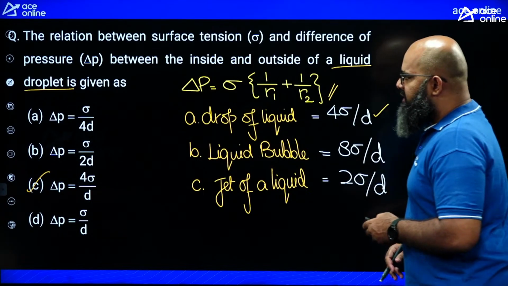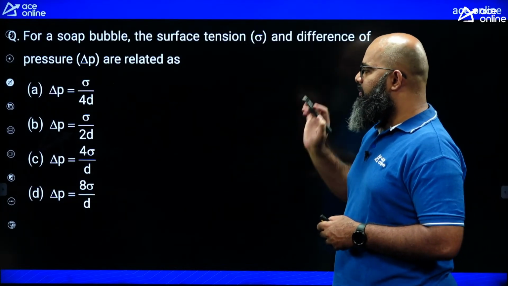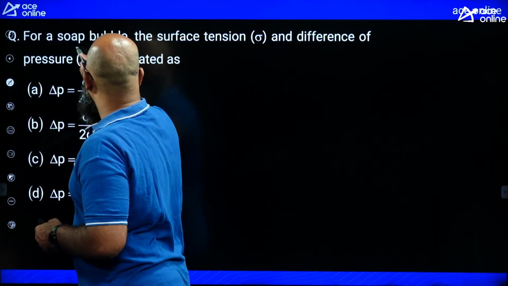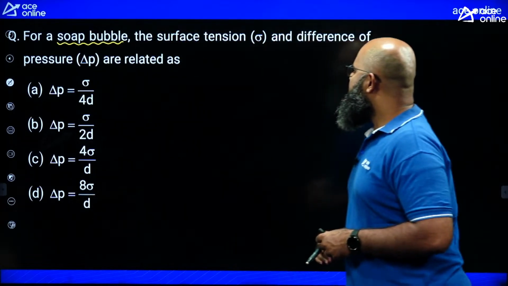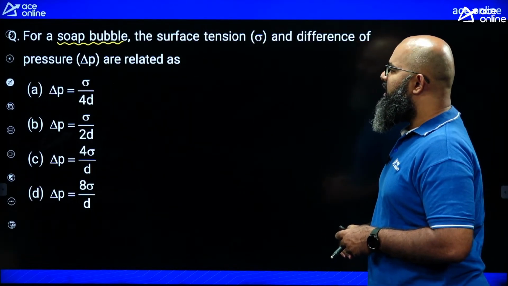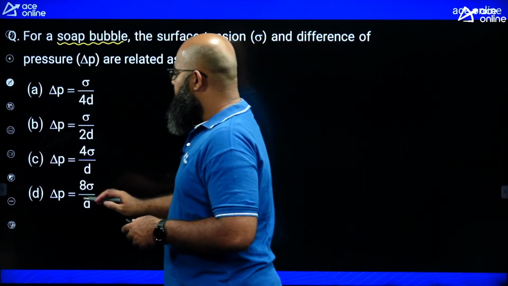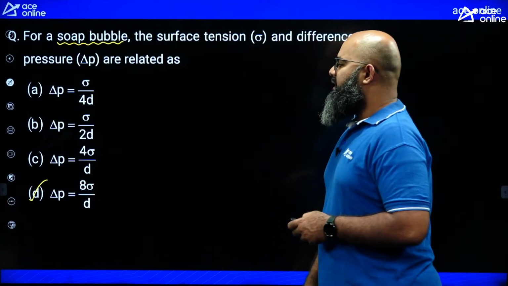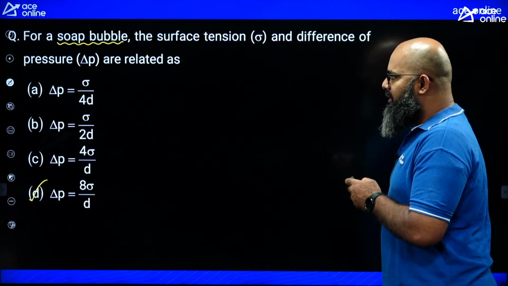Moving further to the next one. I'm having one more PYQ which is on soap bubble. For a soap bubble, the surface tension is sigma and the difference of pressure delta P is related by what formula? Just now I have mentioned, in the case of soap bubble, delta P is equal to 8 sigma by D. I hope these are all clear to all of you.